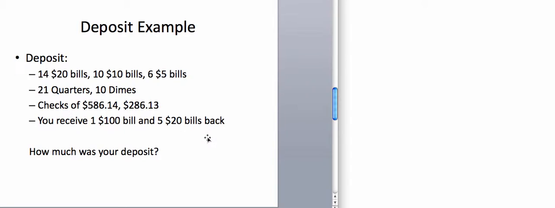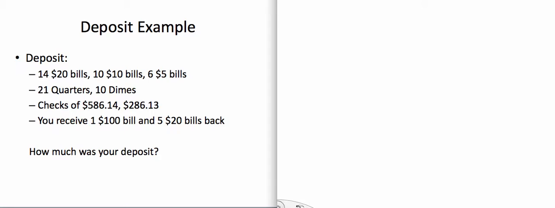So in a business sense, here's an example of what a problem could look like. They will tell you a certain amount of bills that you're putting in, in this case 14 $20 bills, 10 $10 bills, 6 $5 bills, 21 quarters, 10 dimes, checks, two different check values, and then you get one $100 bill back and five $20 bills back. So I want to know what's your final deposit. The first thing we're going to do is figure out how much cash we're going to put in.